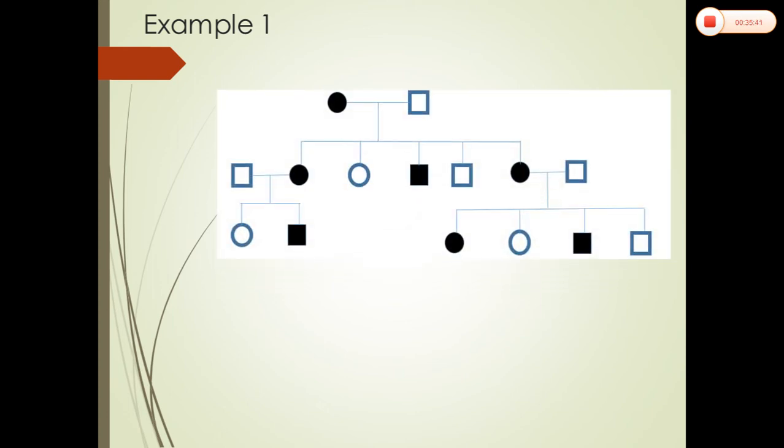Now we will solve some examples. Okay, this is the example. I'll give you 1 minute to think on it, and till then I'll explain the pedigree. Now what is given in the pedigree? Here you can see there are 3 generations: generation 1, generation 2 and generation 3.